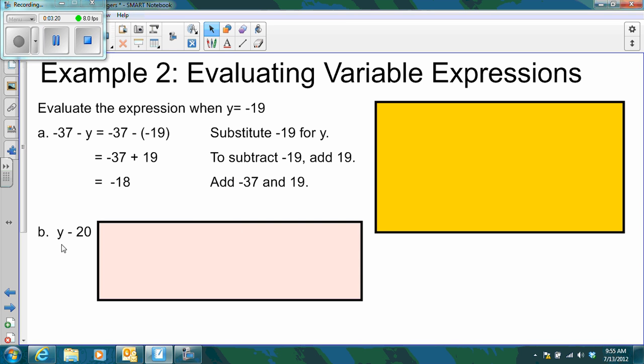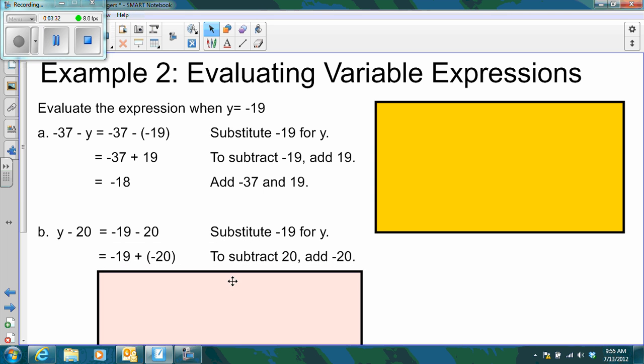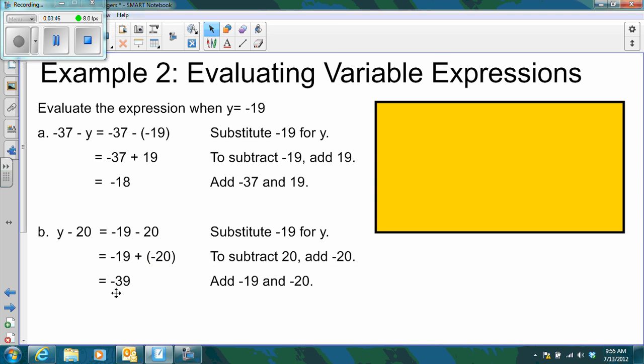The second problem is y minus 20. So again, we're going to substitute negative 19 for y. So we have negative 19 minus 20. We then want to make it an addition problem. So we're going to add its opposite, so negative 19 plus negative 20. They have the same sign, so according to the rules for adding integers, we can add the absolute values of both and then keep the sign. So we get negative 39.